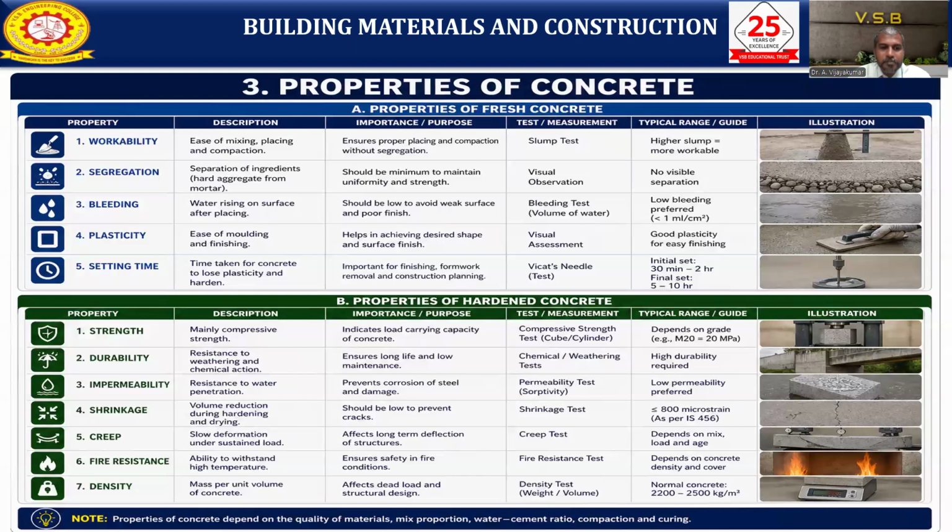The next property is impermeability. Impermeability is the resistance to water penetration. It prevents corrosion of the steel and damage to existing structures. So we can conduct a permeability test. Low permeability is preferred, and we get more strength of concrete.